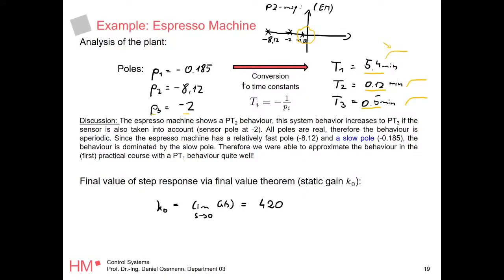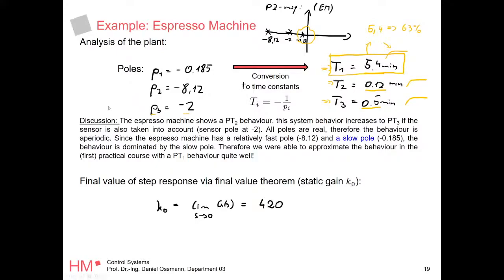This one is actually dominating our response because it takes so long. So if this guy here is at 5.4 minutes, so 5.5 minutes, we have reached 63% of our response from this guy here, and all the others are actually basically over, right? Because this guy is 0.5, so it's a factor of 10 here. So this guy has already reached 100%, this guy too, after 5 minutes. So this guy is really introducing the slow behavior.